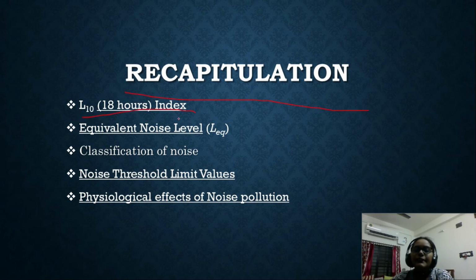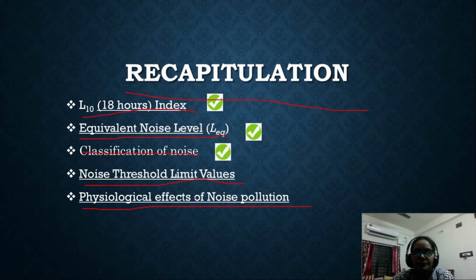So this is again the recapitulation. We have discussed the L10 index. We have also seen the equivalent noise level, which we discussed in our previous class. Today we have discussed the noise threshold limit, and also the physiological effects of noise pollution on us. Okay, so all these topics we have covered.